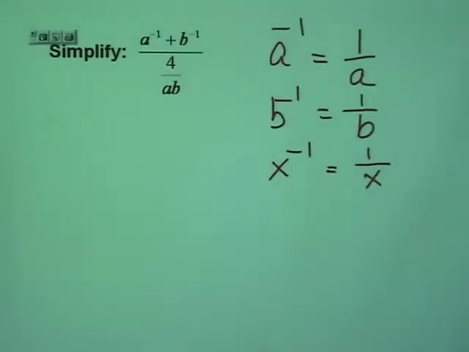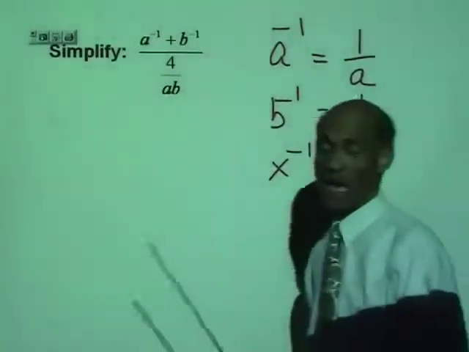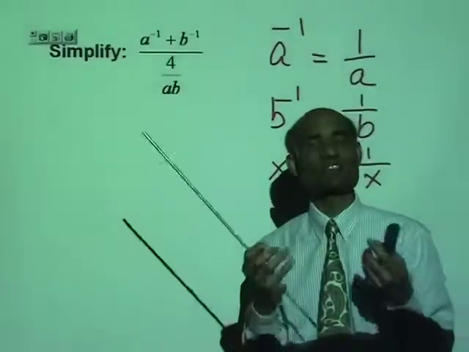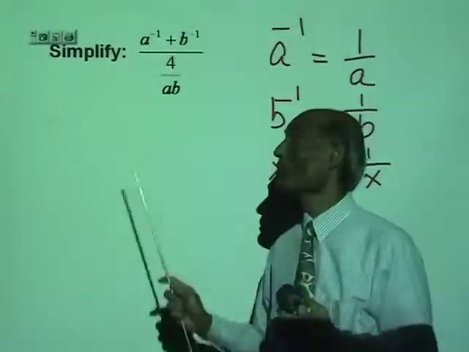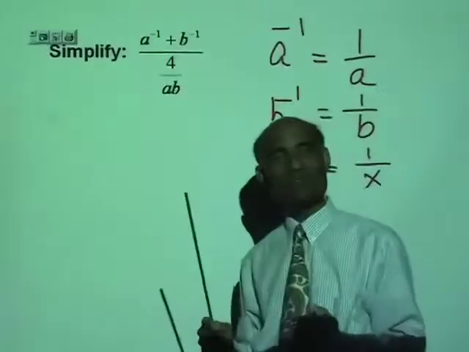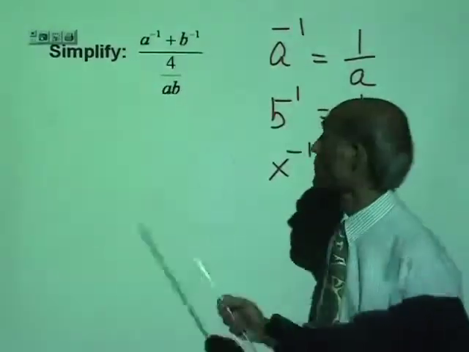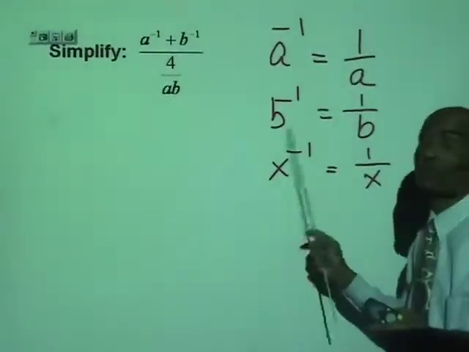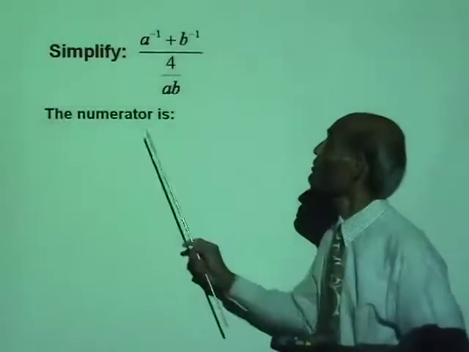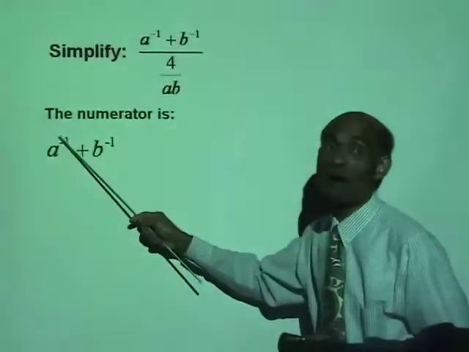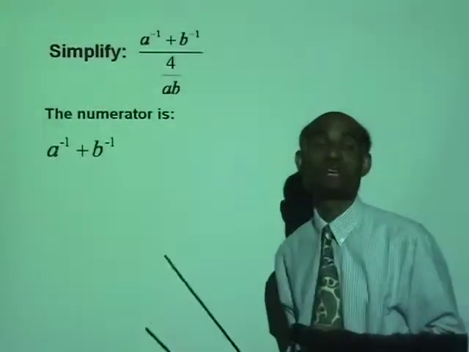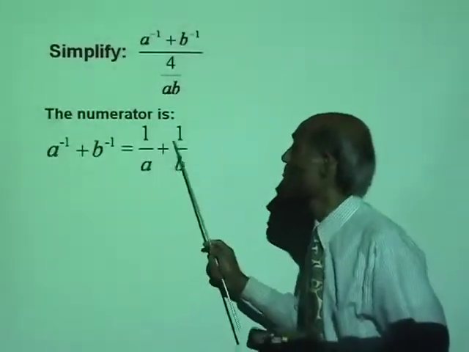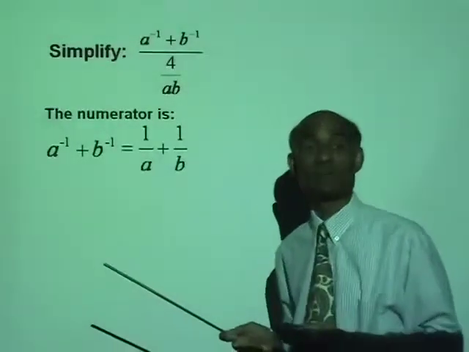Well, we need to use this now to simplify our numerator. The numerator is not a simple fraction, so you need to first simplify it. But look at the denominator. Denominator is a simple fraction. Alright, let's take the numerator and use this concept and simplify it. The numerator is a to the power of negative 1 plus b to the power of negative 1. And that is 1 over a plus 1 over b.